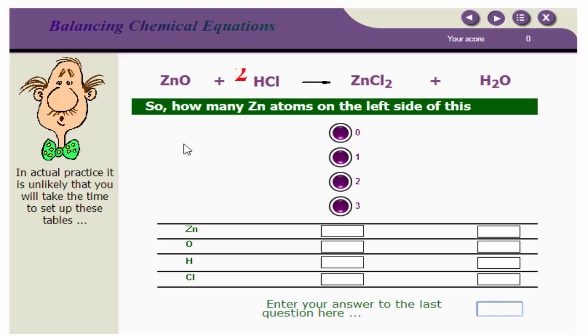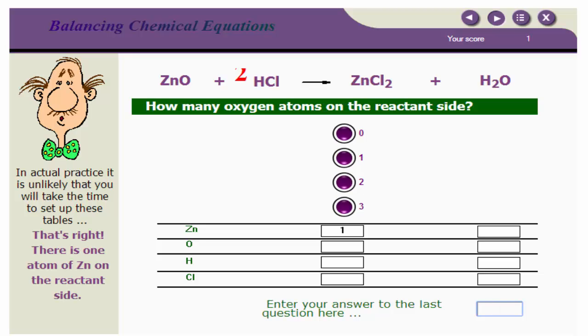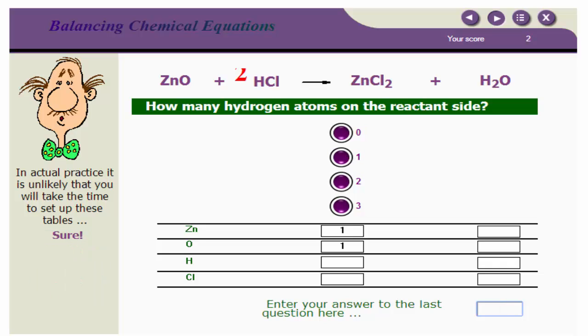How many zinc atoms on the left side? I'd say there's 1. Yes. Very good. How many oxygen atoms on the reactant side? 1. Yes. How many hydrogen atoms on the reactant side? 1. Yes. How many chlorine atoms? 1. Yes. And like I said, that 2 is like a little misprint there. That's not supposed to be there at the moment. So it will be eventually perhaps, but not at the moment.